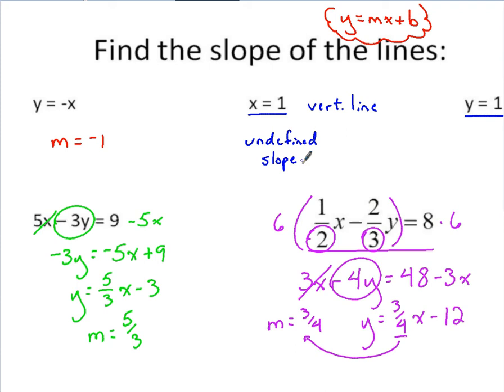Now y equals 1, we recognize that to be a horizontal line. So a horizontal line, want to take any guesses on what the slope is? Any horizontal line, the slope will be 0. That's correct.